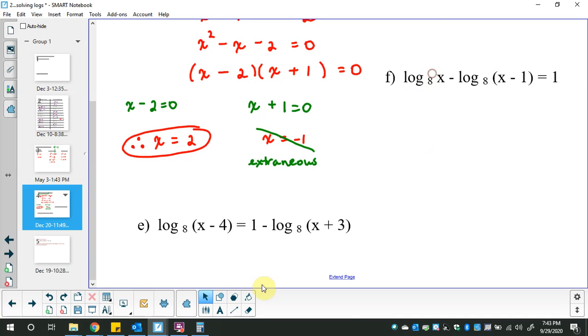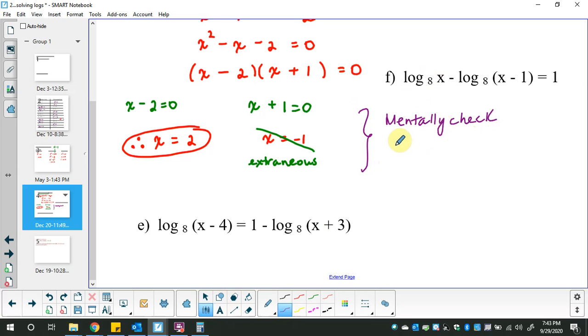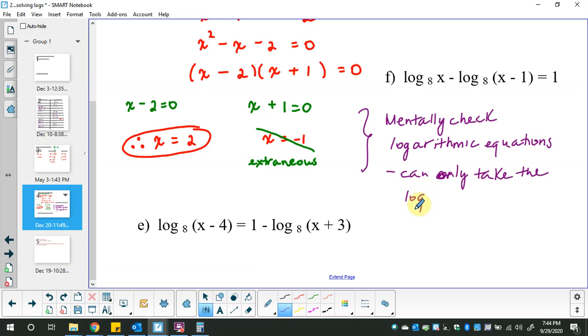So I'm going to move this just for the time being, and I'm going to make a little note saying that you need to mentally check logarithmic equations. You can only take the logarithm of positive numbers. Do you know what that means?